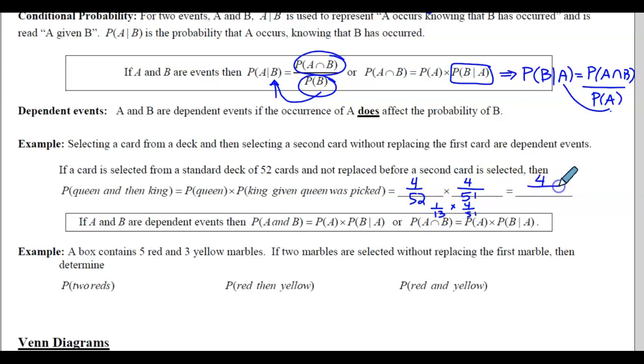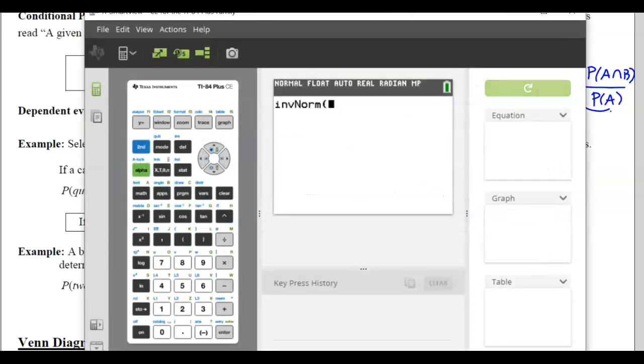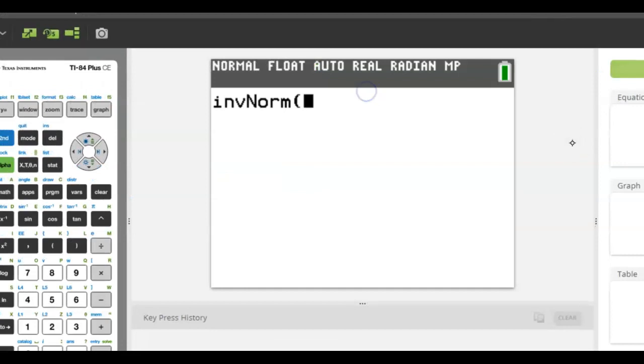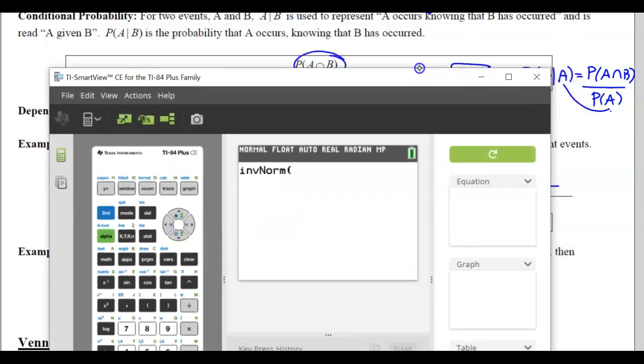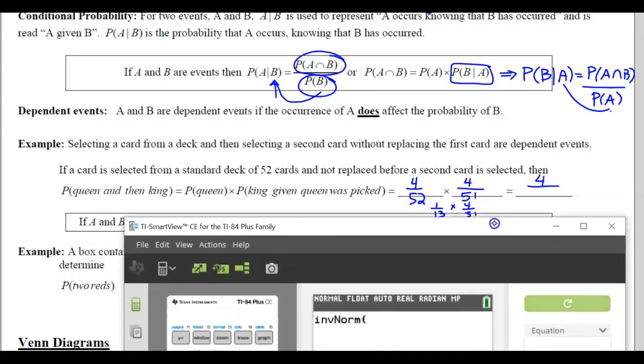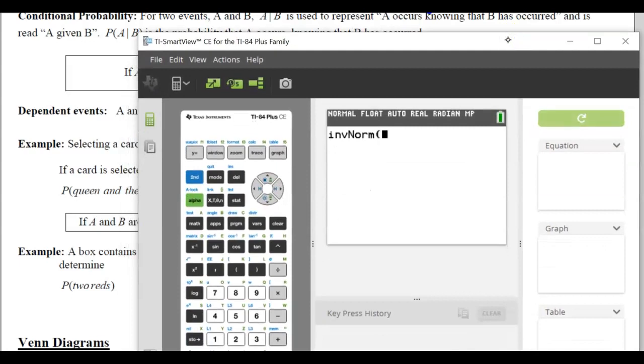So what's that? 4 out of... use my new type of calculator here. 1 over 13. Let me do it this way: I'll just do 13 times 51. Okay, 663.